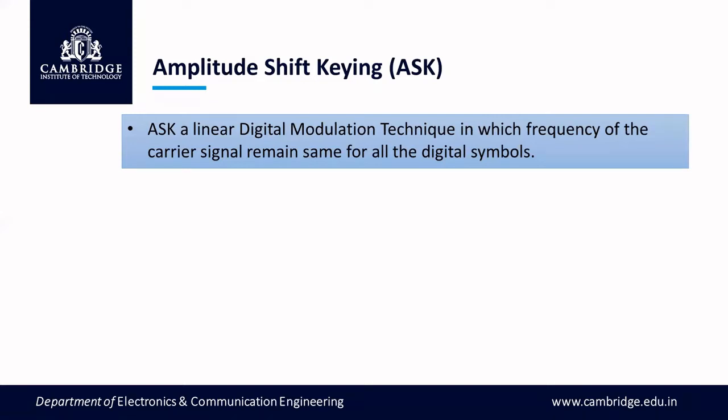ASK is a linear digital modulation technique. It is linear in the sense that the frequency of the carrier signal does not change during modulation. The frequency and phase of the carrier signal remain the same. The amplitude of the carrier signal is used proportionally to represent digital symbols.